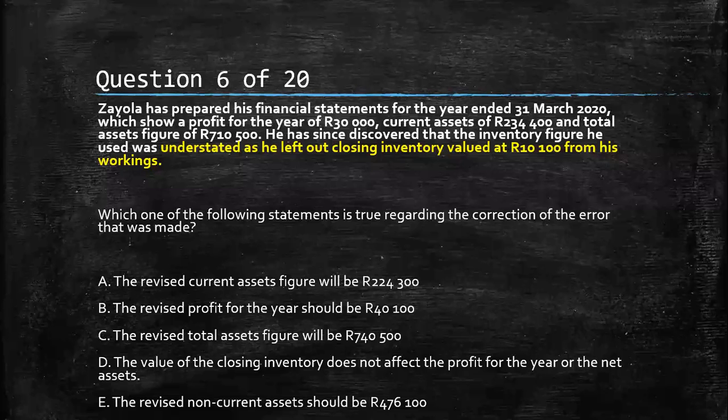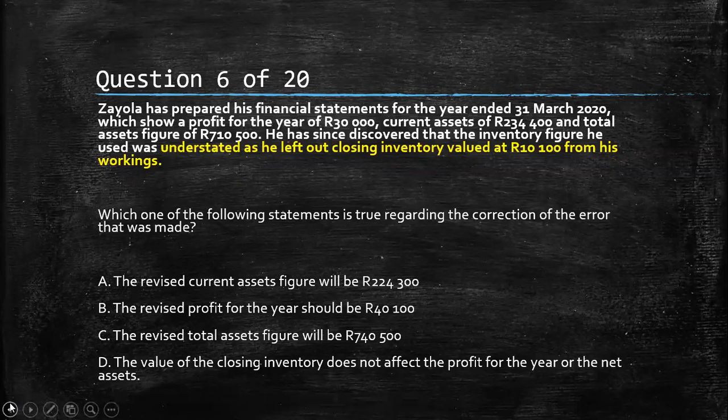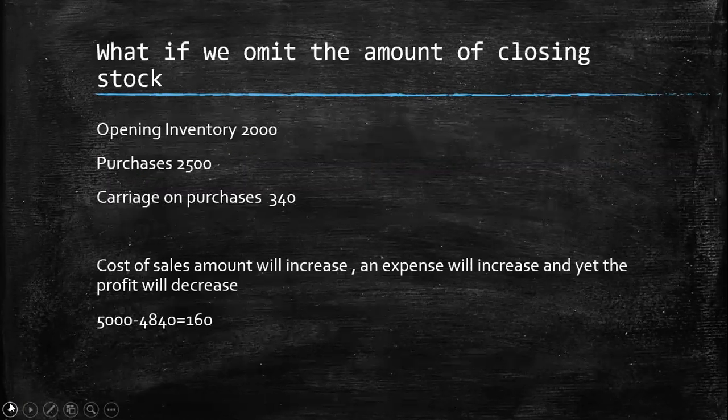All right. Now, with this question, we need to focus on what we just discussed in terms of the closing inventory. What effects does the closing inventory have on your profit if it's not calculated? Now, let's quickly go back to what we have discussed. In this example, I said if we omit the amount of closing inventory, cost of sales will increase and expense will increase, and yet your profit will decrease.